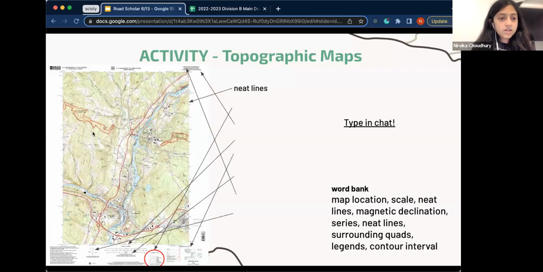Yep, it is surrounding quads. Yeah, it's not the key, it's the surrounding quads. The one in the red circle is the surrounding quads because it shows what is surrounding the map you're looking at right now. The third one is pointing to the top. It is this one right here. Remember, use the word bank to help you out.